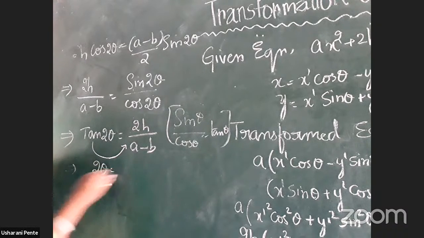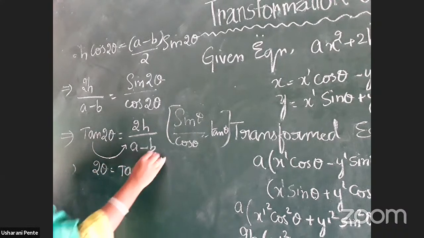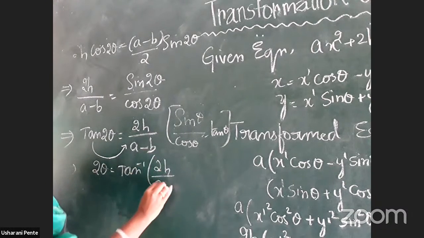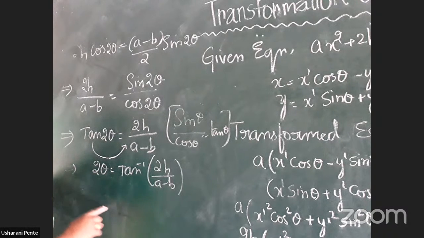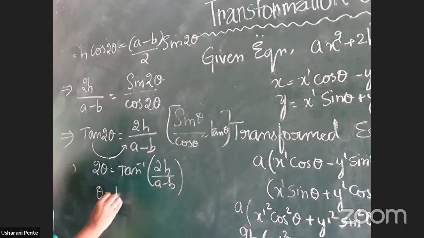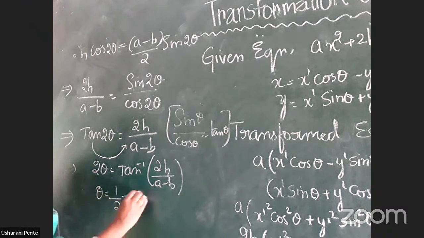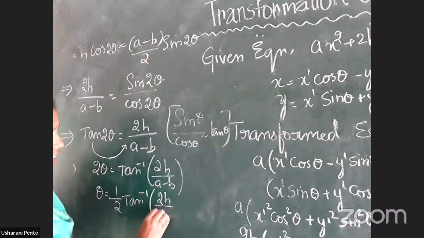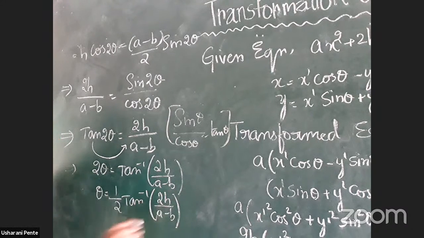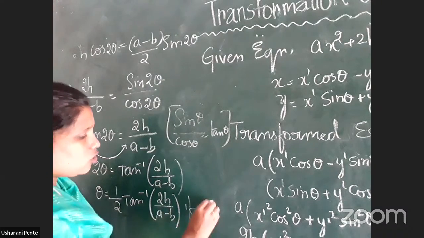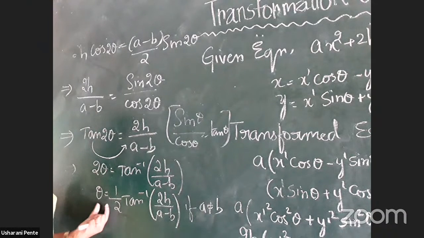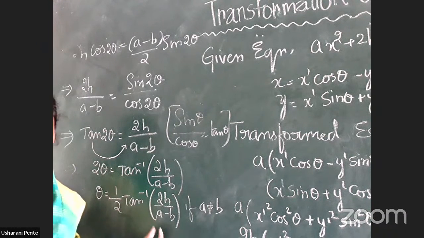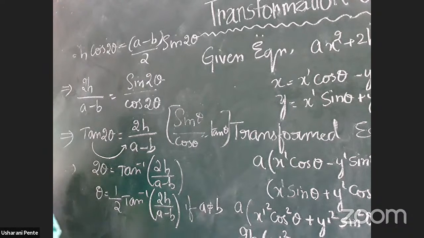Therefore, 2 theta is equal to tan inverse of 2h by a minus b. If I send this 2 to the other side, what I'll get is 1 by 2 tan inverse of 2h by a minus b. So if a is not equal to b, theta can be found out by half into tan inverse of 2h by a minus b.